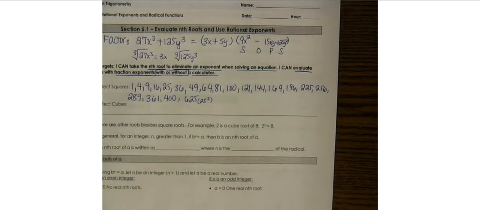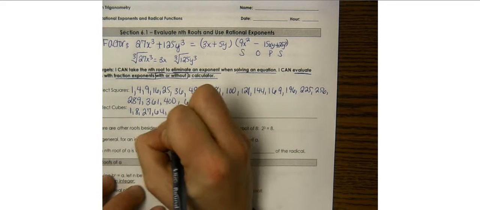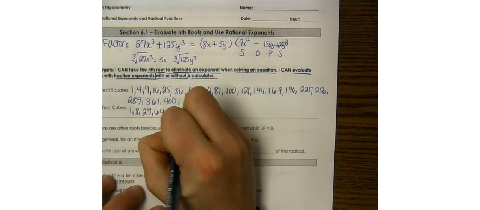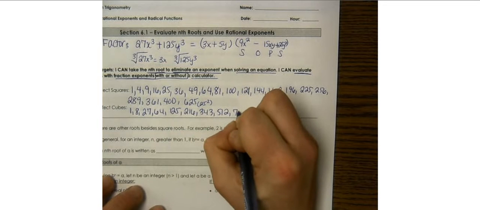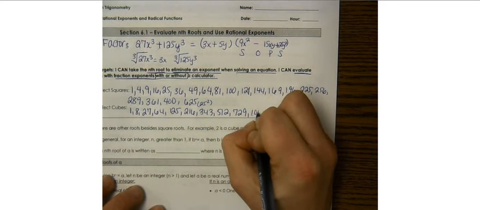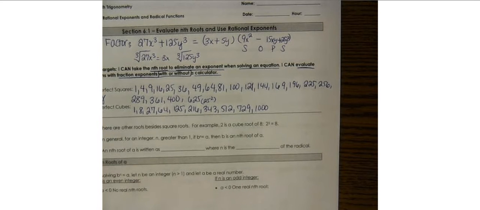Your perfect cubes that you will need to know are all of the perfect cubes starting from 1 through 10. So that is 1, 8, 27, 64, 125, 216, 343, 512, 729, and 1000. In addition to your perfect cubes, we have perfect fourth powers that you will also need to know.